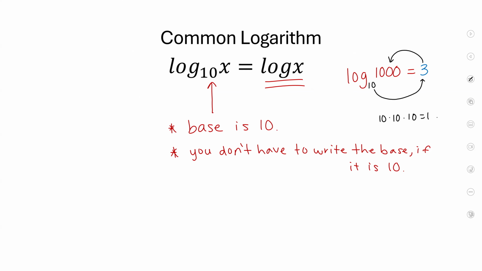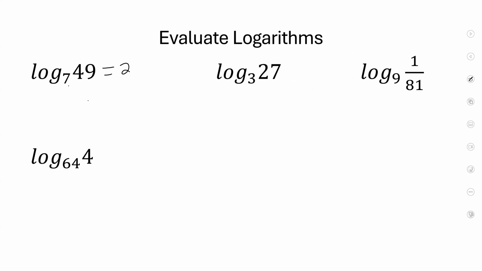So let's evaluate these logs. This is 2, because 7 squared is 49. This is 3, because 3 cubed is 27. 3 times 3 times 3 is 27. This is -2, because 9 to the -2 will give me 1/81, I know 81 will be in the denominator since this is negative.